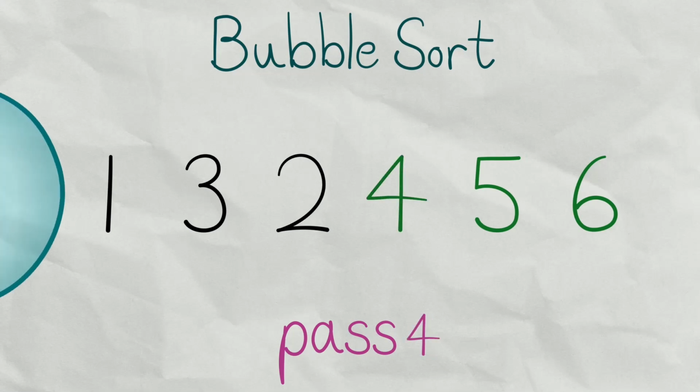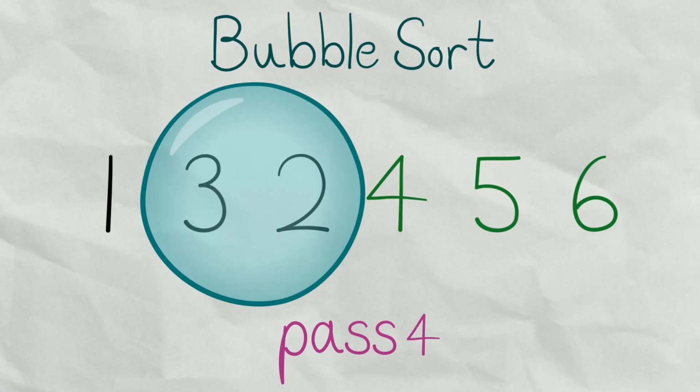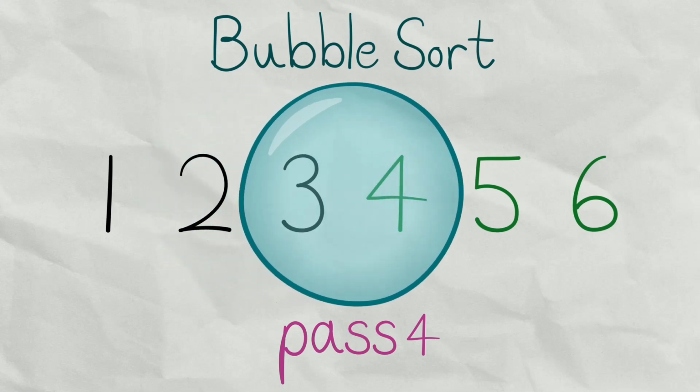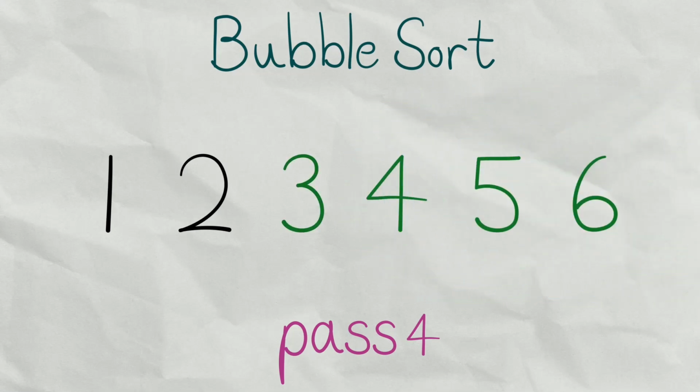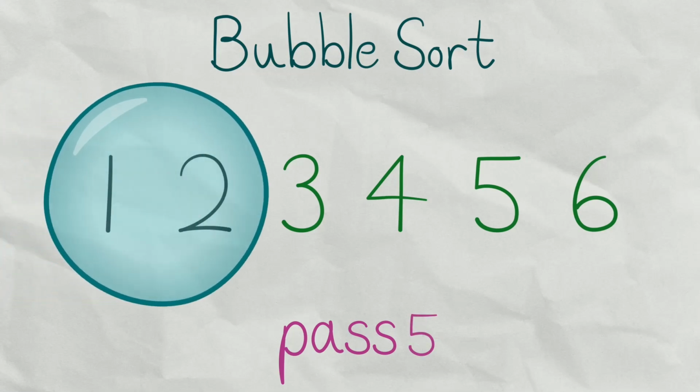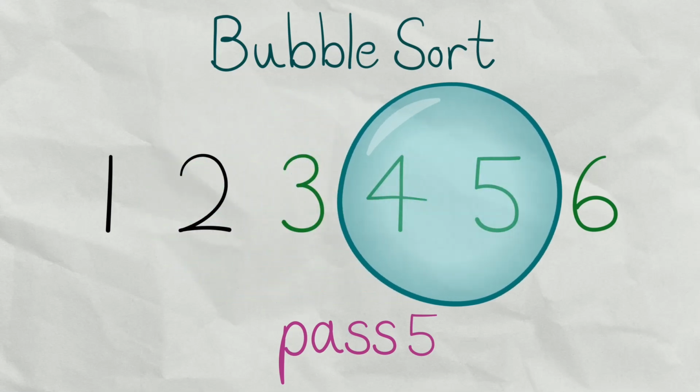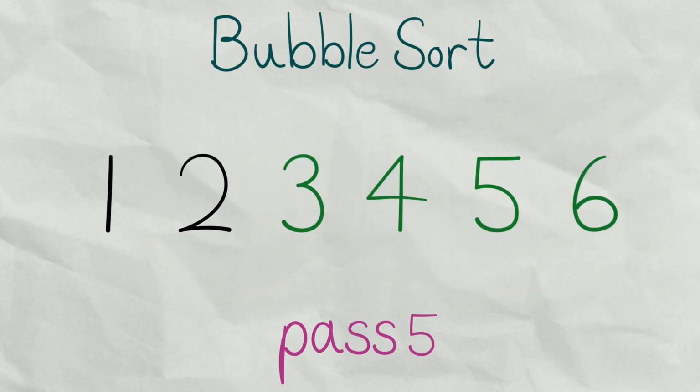Pass 4. Now this is really important. We can clearly see that the list is in order. However, since the bubble made a swap on its last pass, the bubble doesn't know if the list is in order or not. The bubble only knows that the list is in order when no swaps have been made. This means we'll do one more pass. No swaps were made, so the bubble sort is complete.